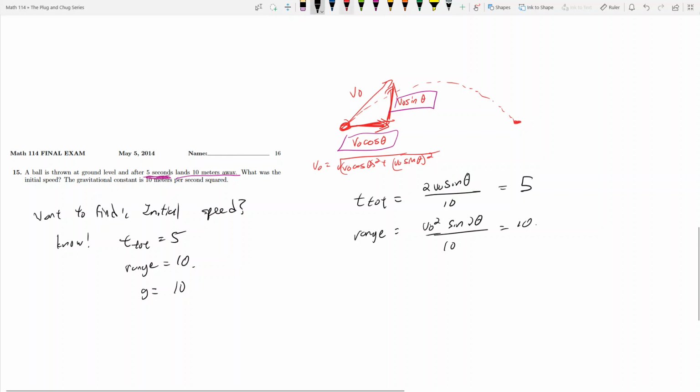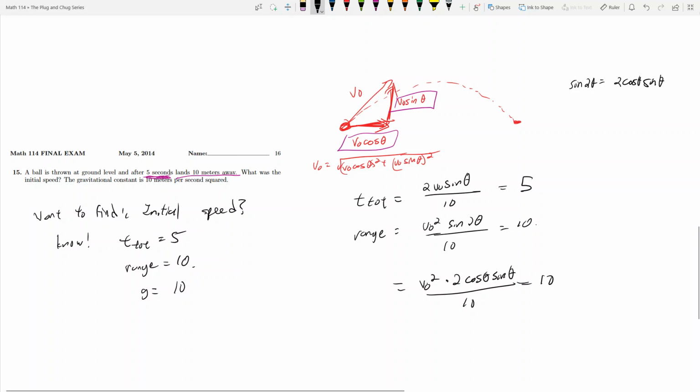Where in the world can we find a v naught cosine theta? Well, here with the 2 theta, we're going to have a v naught cosine theta, because we have sine of 2 theta. And we know from high school trig class that sine of 2 theta is equal to 2 cosine theta sine theta. So this is actually v naught squared times 2 cosine theta sine theta over 10 is equal to 10.